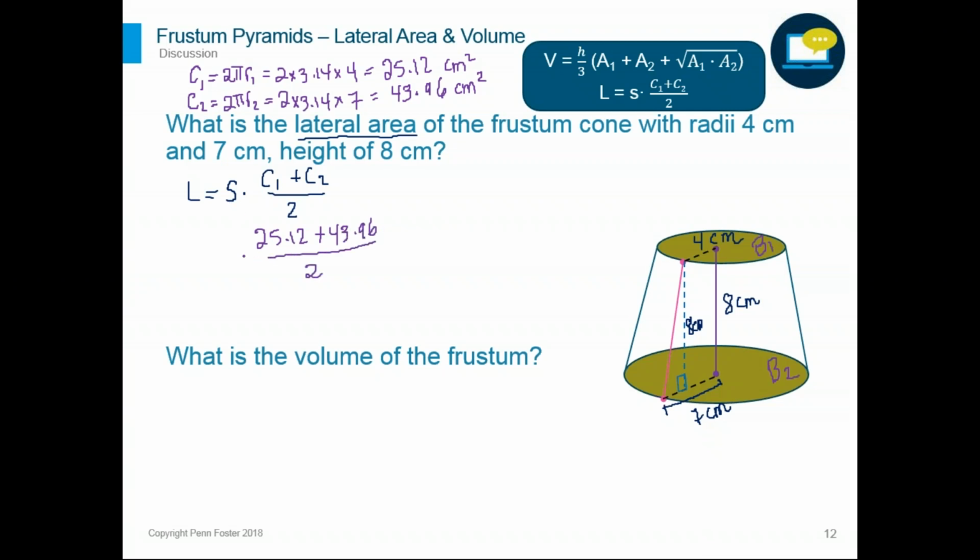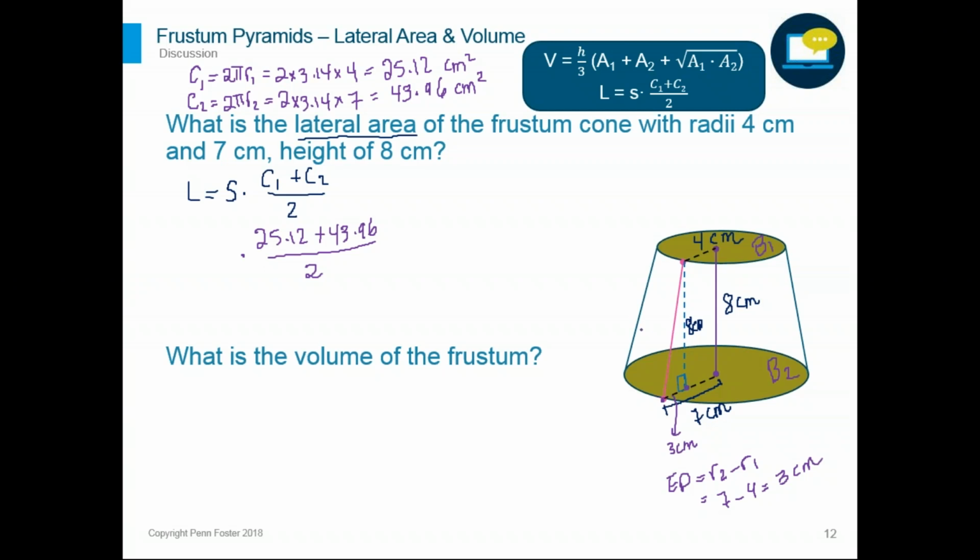We still have to find the slant height. Again, the slant height is part of a right triangle. We know one side, 8 centimeters. Remember the dimension ED? This is ED, and ED equals R2 minus R1. R2 was 7, R1 is 4. That makes ED 3 centimeters. So this side now is 3. Now we have a right triangle. Both sides are known. We need to find the hypotenuse.